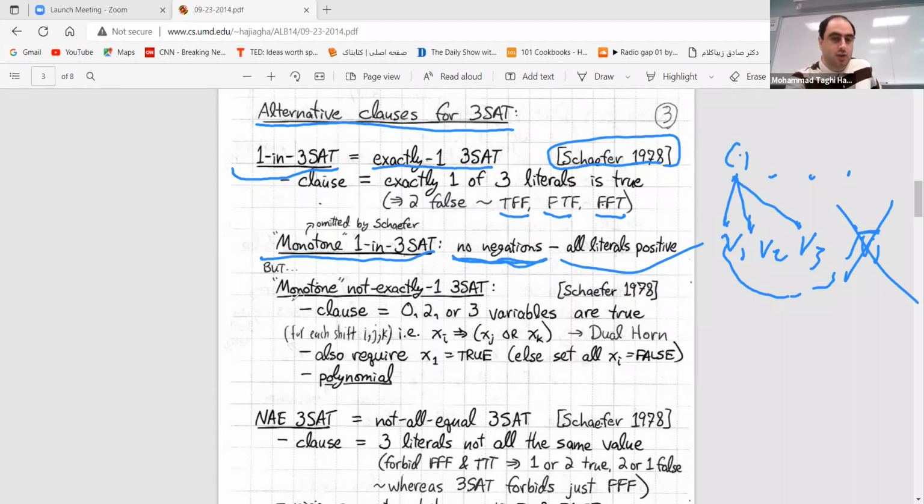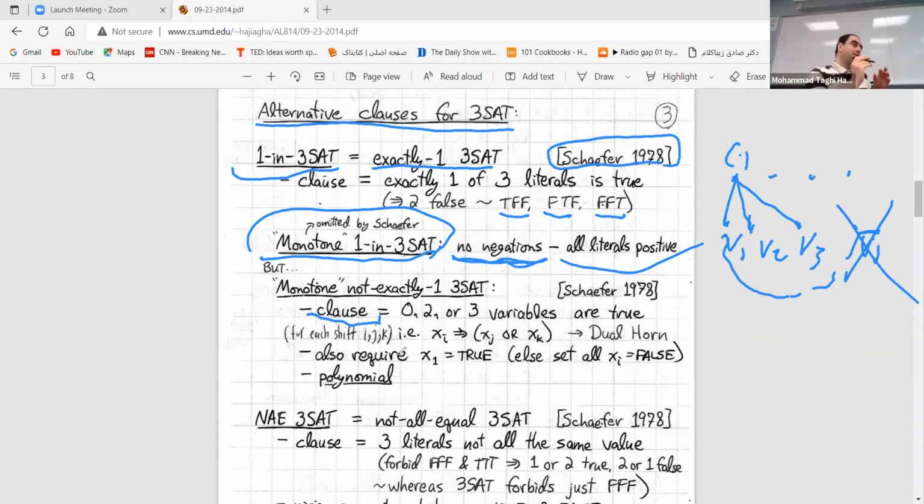However, there is another one which is called monotone not-exactly 1 in 3 SAT. What's the meaning of not-exactly? This is important. If you have monotone 1 in 3 SAT, in each clause you want to satisfy only one of them, and all of these literals are positive. I don't have any negation. Still, this problem is NP-complete. However, monotone not-exactly 1 in 3 SAT means that in each clause you need to have either 0, 2, or 3 variables satisfied. So it is exactly the reverse of this. In this case, actually, this problem is polynomially solvable.